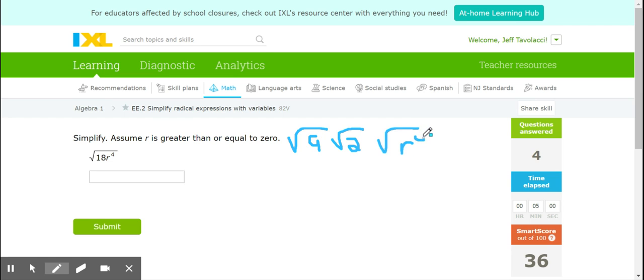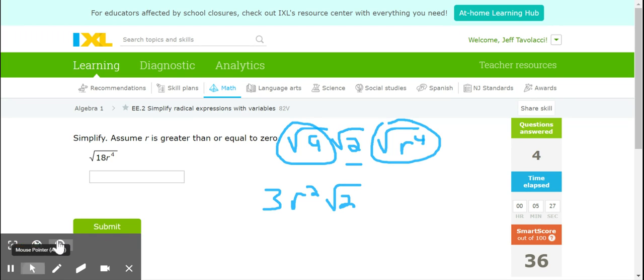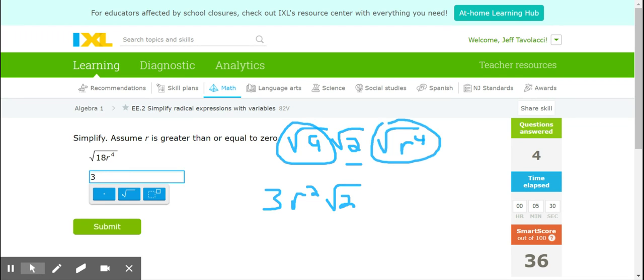Okay, so 18 is not a perfect square root, but it has a perfect square root factor of 9. So square root 9 times square root 2 gives you square root of 18. The exponent here is even, so we can take the square root of it. Square root of 9 is going to give me 3, and square root of r to the 4th, 4 divided by 2 is 2, so r to the 2nd is going to be its square root. This square root of 2 I can't take, so it stays underneath the radical. So 3r to the 2nd times square root 2 is going to be our answer.